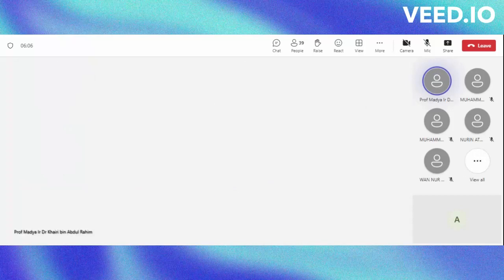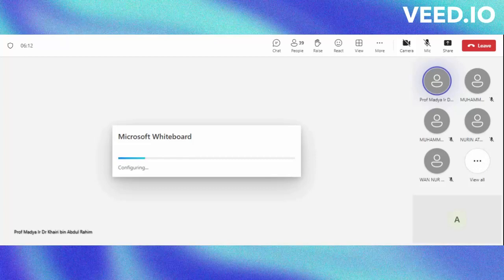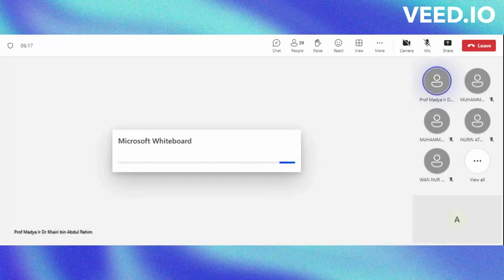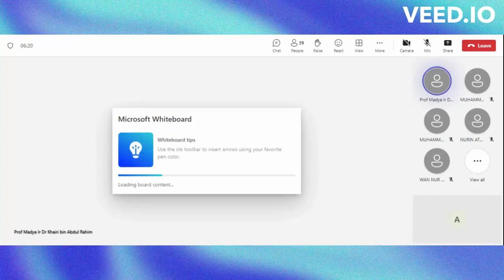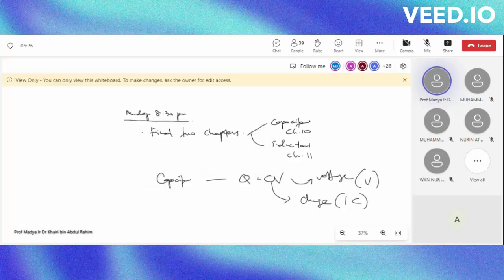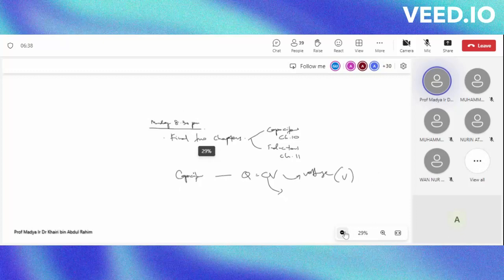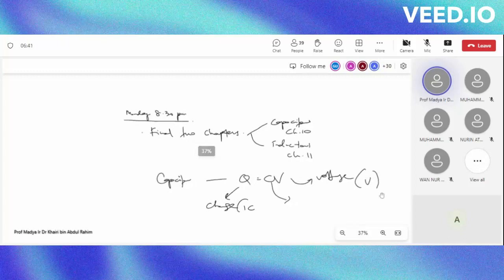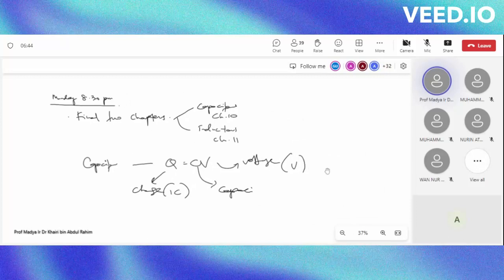Okay, so the first, you have to know, right? So this is voltage. This is charge in coulomb. Okay, this is V, and it is the other way around, sorry. This is the charge in coulomb, and this is the capacitance. Okay.